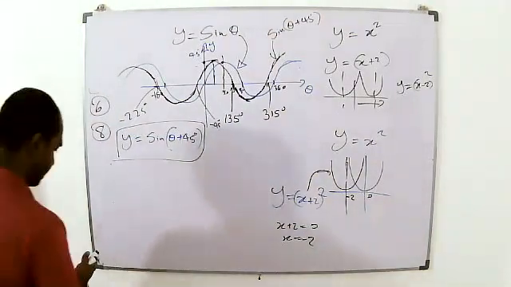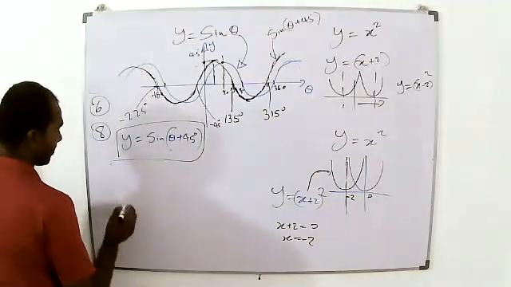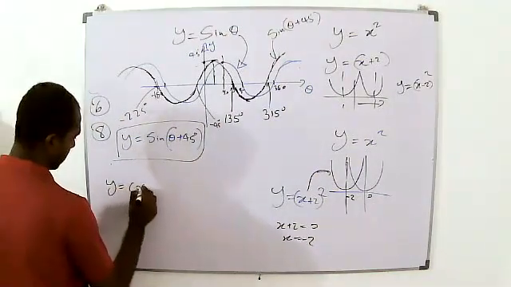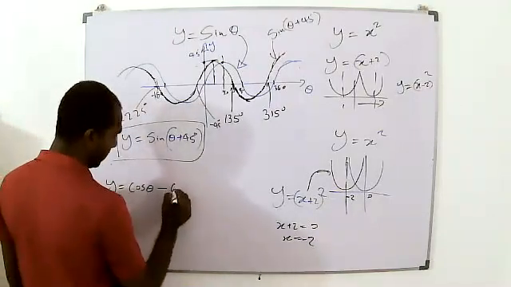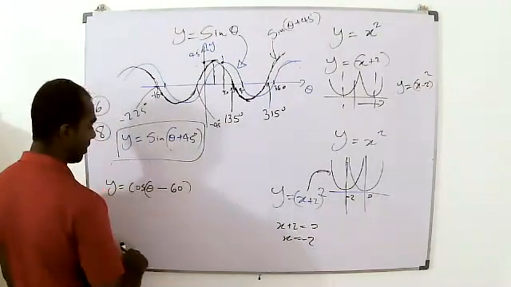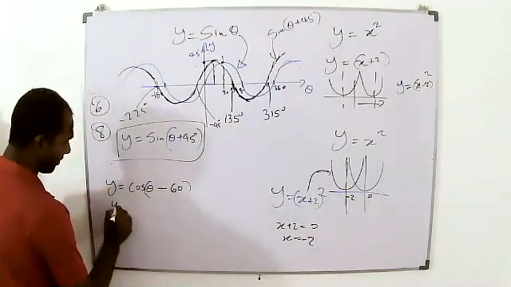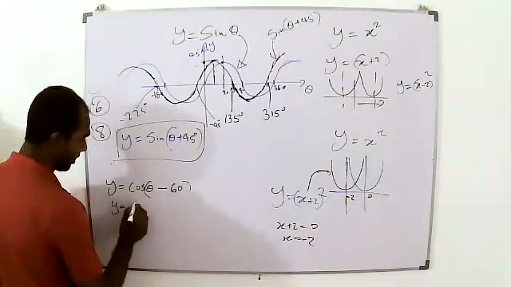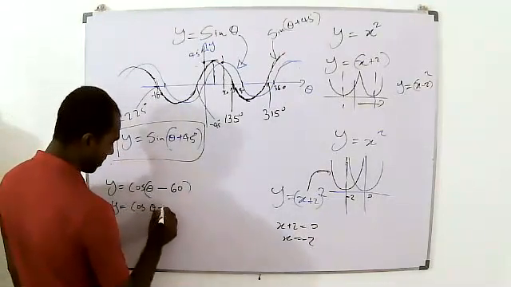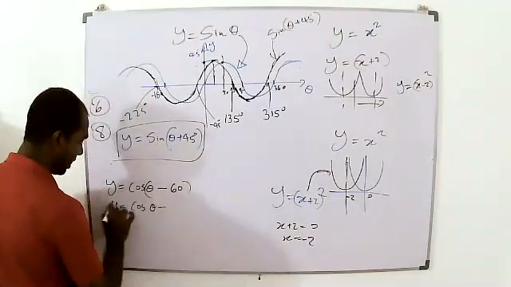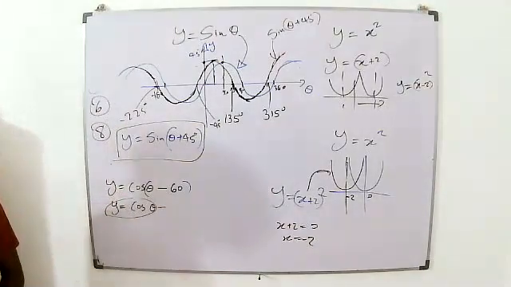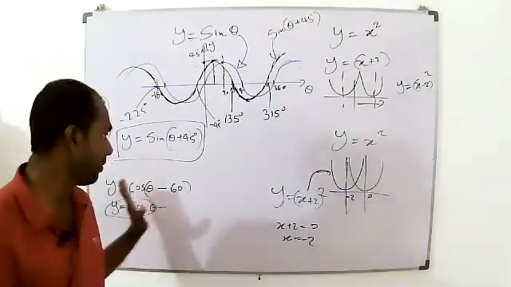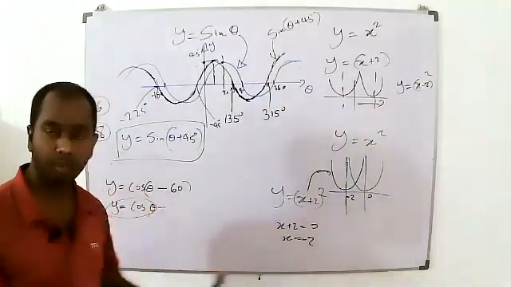Now, if you are done with this part, try to draw this graph. Y equals cos theta minus 60 degrees. First draw y equals cos theta graph and then try to understand what is happening to all the points. First draw y equals cos theta, then on the same graph try to draw cos theta minus 60. What's going to happen? All those points will shift 60 degrees forward. No?